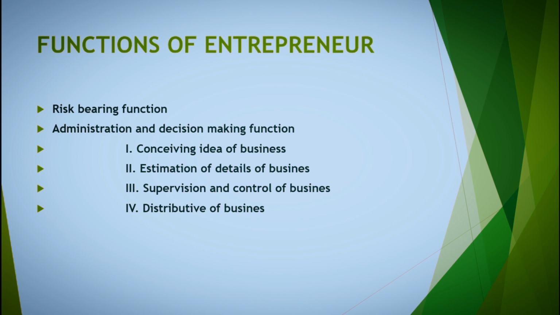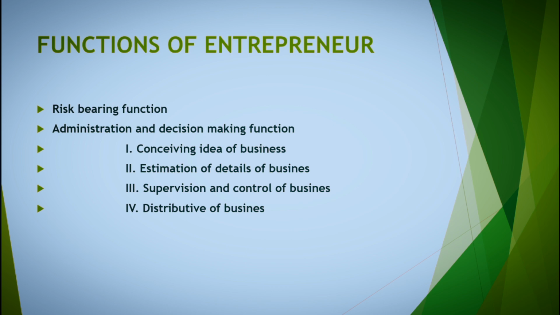First one is conceiving ideas of business. Secondly, estimate of details of business. Means after arriving at a conclusion about the character of business, the entrepreneur works out details of business. What, how and when to produce and from where resources are to be arranged is called estimation of details of business. And third one is supervision and control of business.